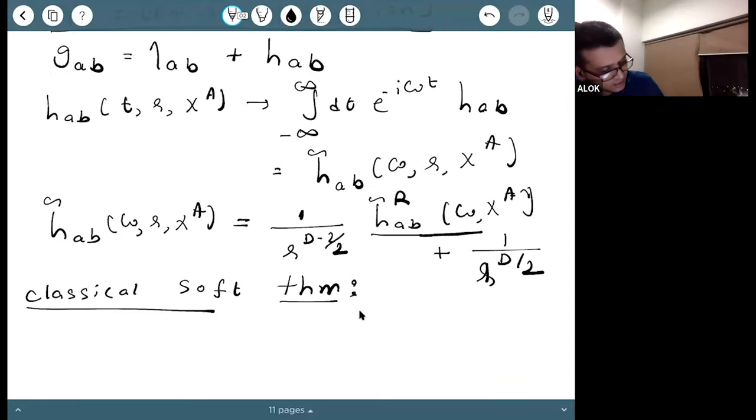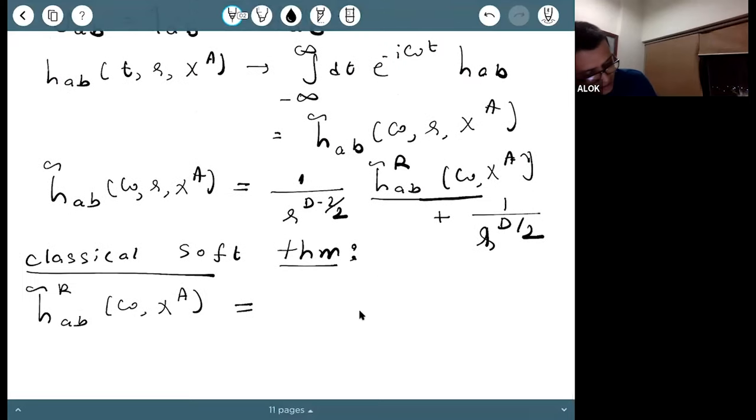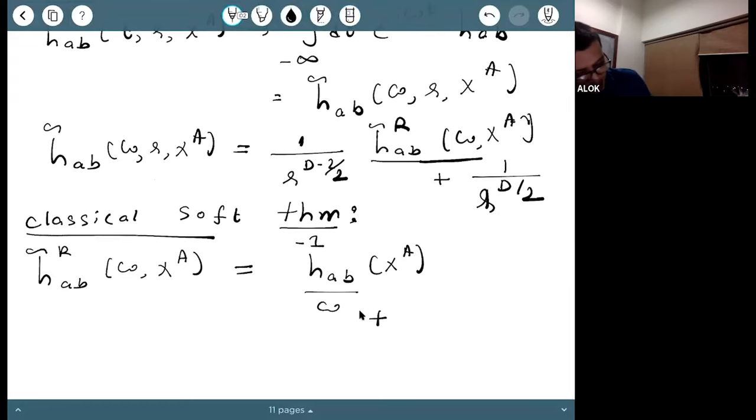That if I look at this H_AB tilde R omega X_A, and I do an expansion in omega, then I get the following expansion. I get H_AB minus one by omega. Just let me put minus one here. X_A plus, plus, now I'm going to put this in red, and I'm going to explain there's a caveat here, which is omega to the zero plus order omega squared terms. Now this result is exact.